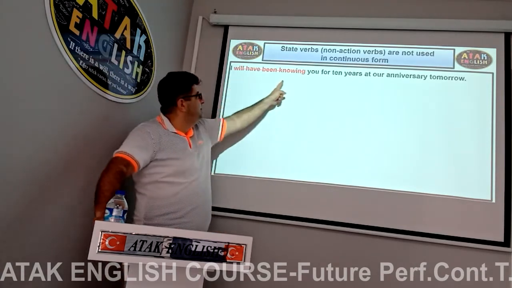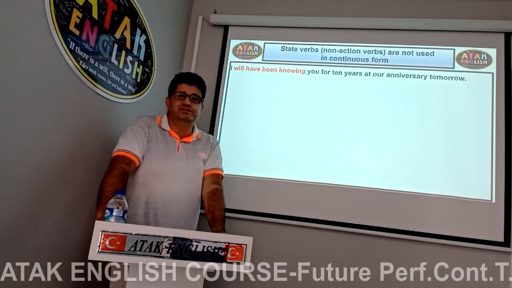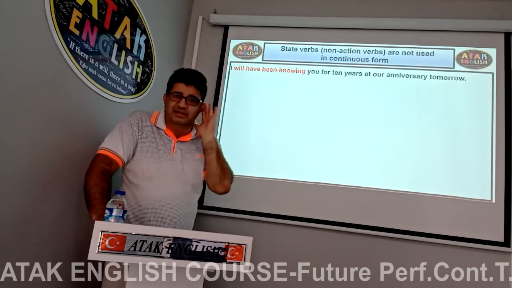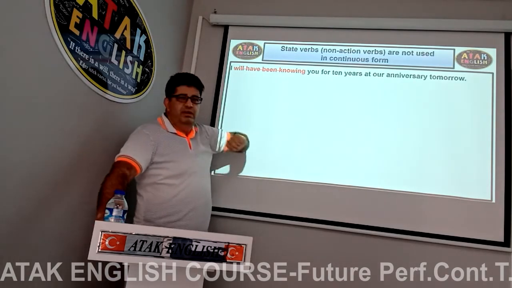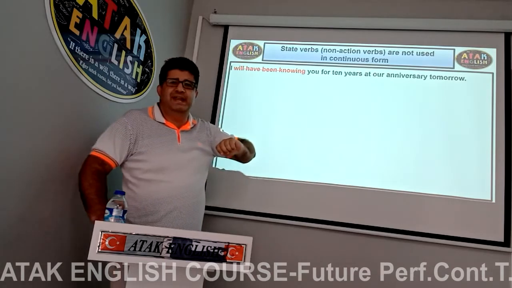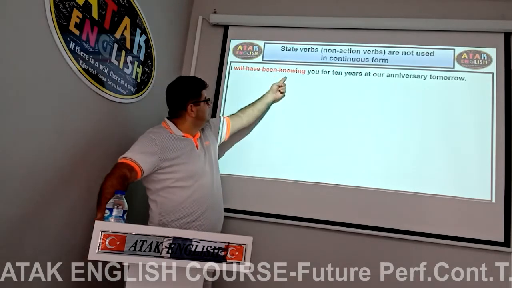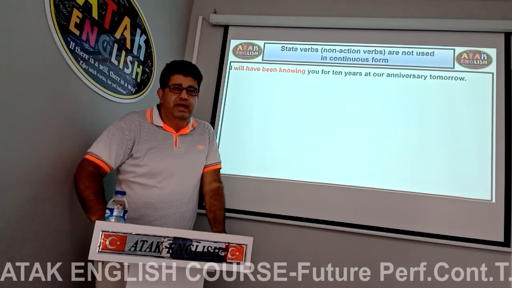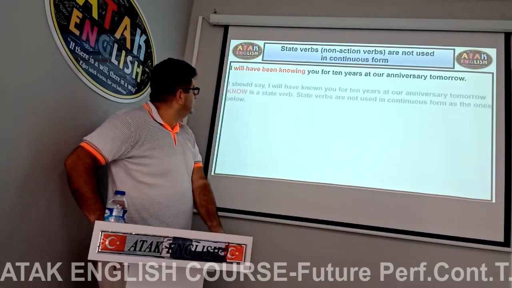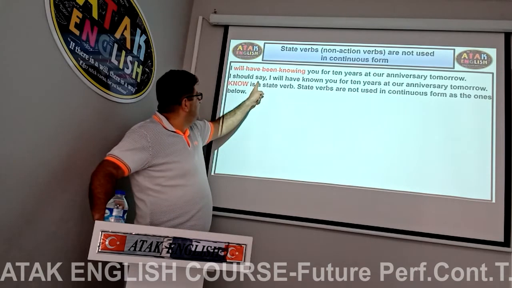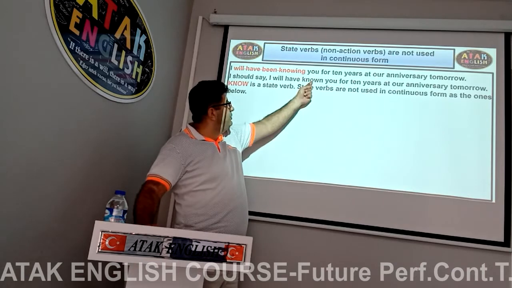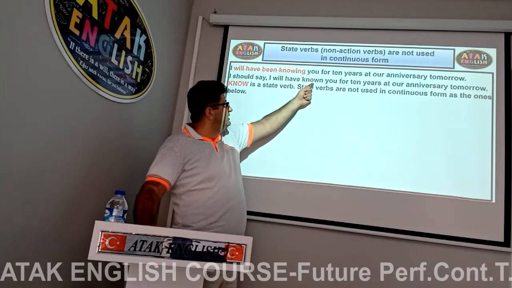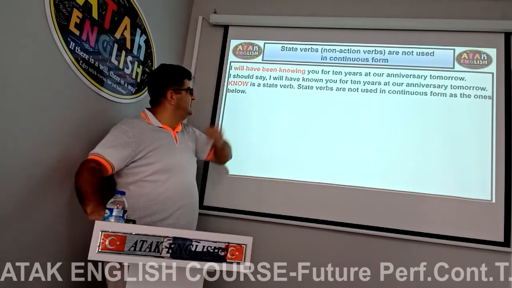Here, I will have been knowing you for 10 years at our anniversary tomorrow. That doesn't sound right to me. Okay? Why? Know is a state word or non-action word. Here it is used in continuous form and it's wrong. It's not correct. Instead, I should say, I will have known you. As you can see, will have verb 3, not in a continuous form, not in a verb-ing form, for 10 years at the anniversary tomorrow.